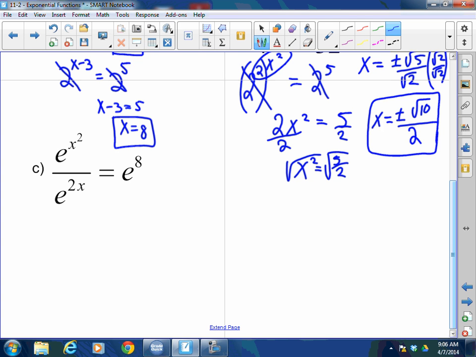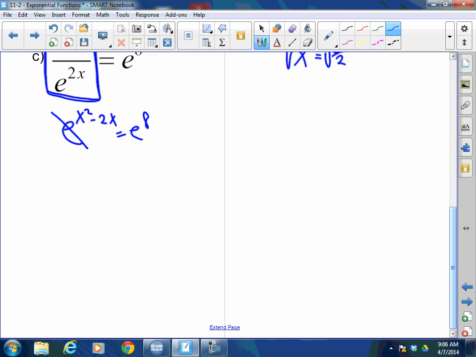Okay, here. This looks complicated, but it's not. What happens when you divide the same bases? You subtract the exponents. So wouldn't this really be e to the x squared minus 2x equals e to the 8th? Do you see that, guys? The e bases cancel. So I got x squared minus 2x equals 8. So I got x squared minus 2x minus 8 equals 0.